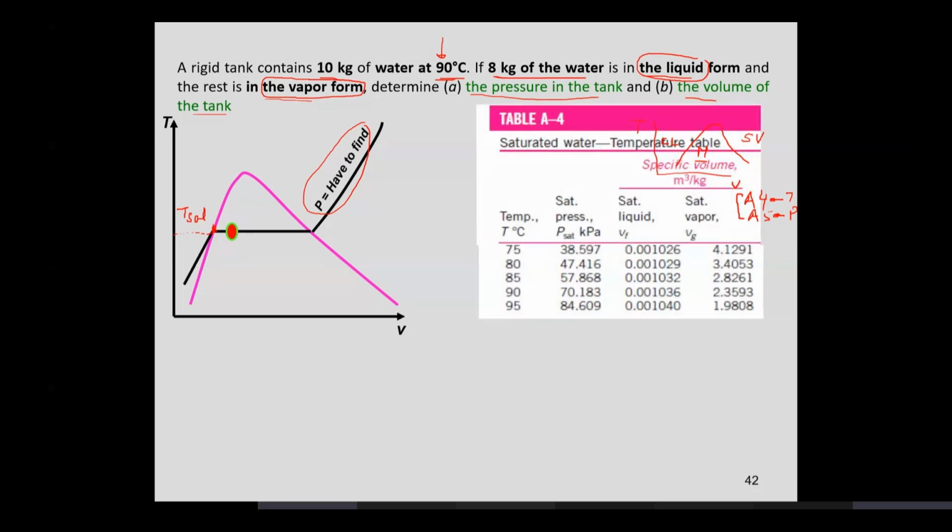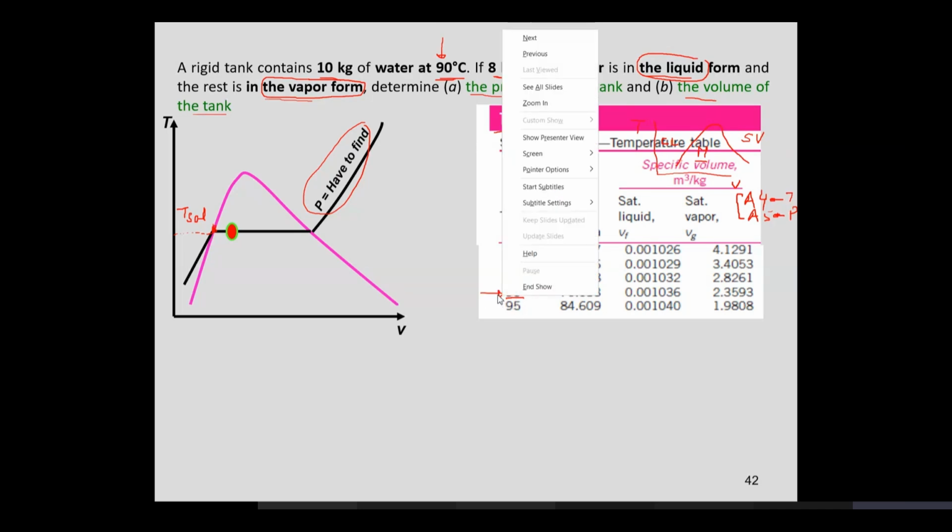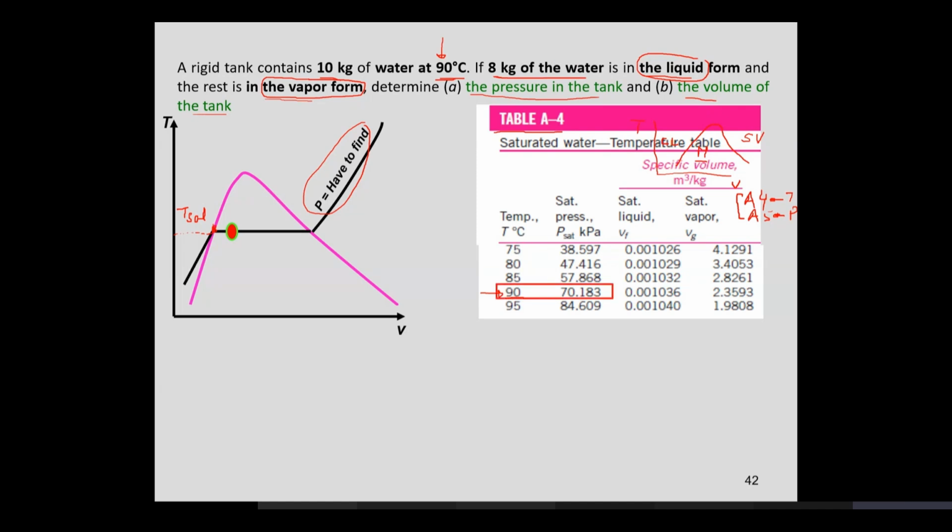Very good. So you will go to table A4, and in table A4 you will highlight the temperature as 90 because you are referring to saturation temperature where both your liquid and vapors coexist. And for this temperature, 70.183 kilopascal would be your pressure. Clear enough? So P saturation at 90 degrees centigrade would be your pressure in the tank.